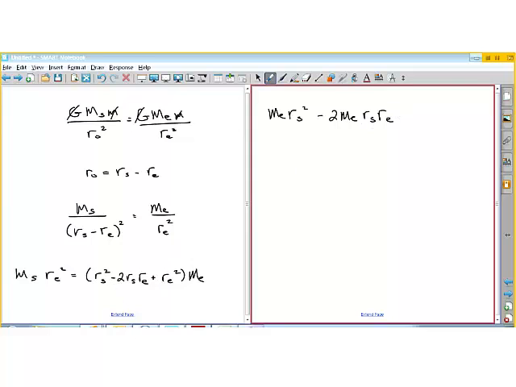-2 times that, and then we'll have the other term, which will be m sub e minus m sub s, m sub e minus m sub s times r sub e squared. It's because I have r sub e squared. And actually I want it, I guess we don't have to change the signs here.